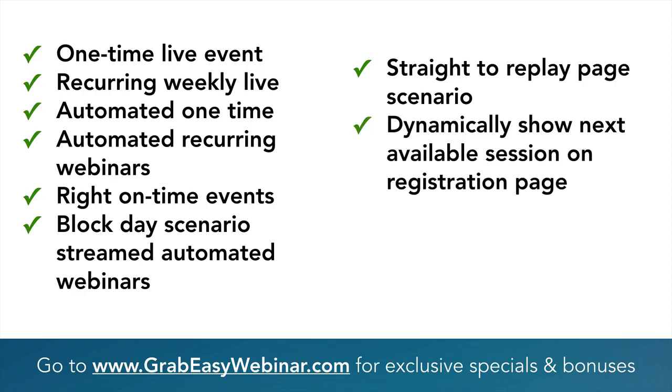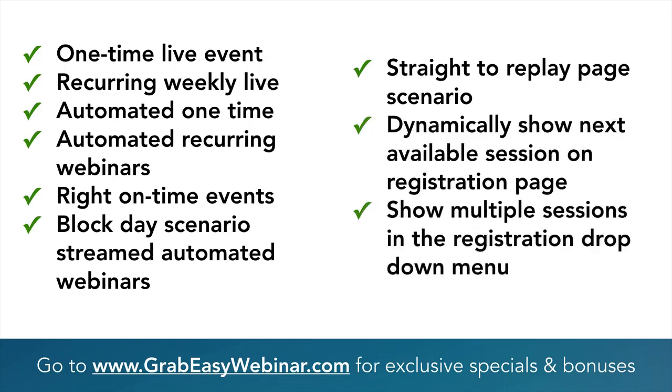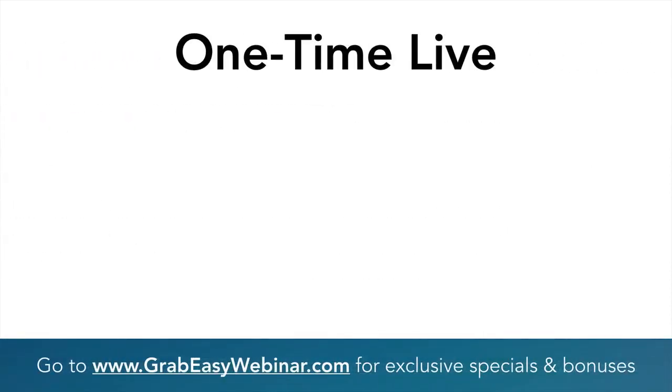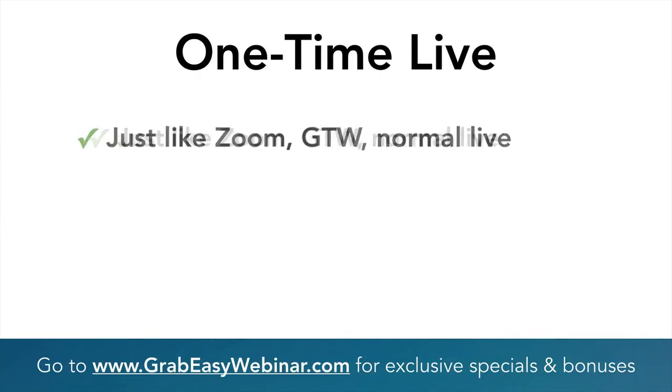You could also show the next available session, depending on whenever someone opts in or registers for that webinar. You can also show multiple sessions in the drop-down menu on that registration page. So those are the 9 different types, and you might not know what they totally mean yet, but let's dig into that right now. So the one-time live, these are pretty standard.